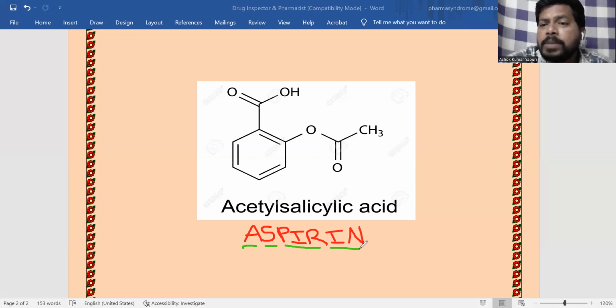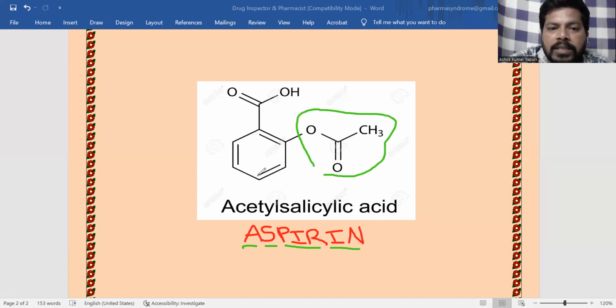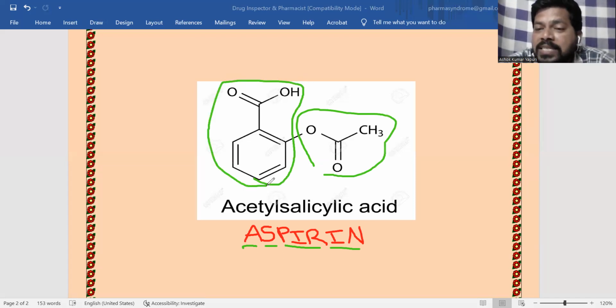So as mechanism, it is a prostaglandin synthesis inhibitor. This is the acetyl group, and this is the salicylic acid, that is acetyl salicylic acid. For inhibition of prostaglandin synthesis, acetyl salicylic acid inhibits the cyclooxygenase enzyme by causing acetylation. This acetyl group binds to the serine residues of the COX enzyme.